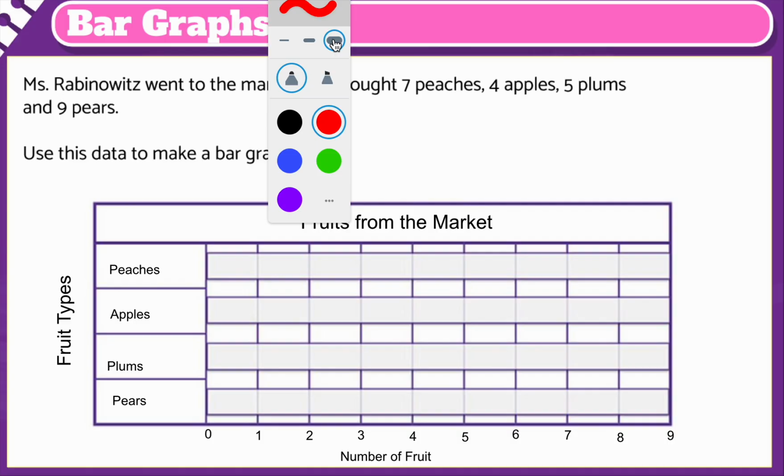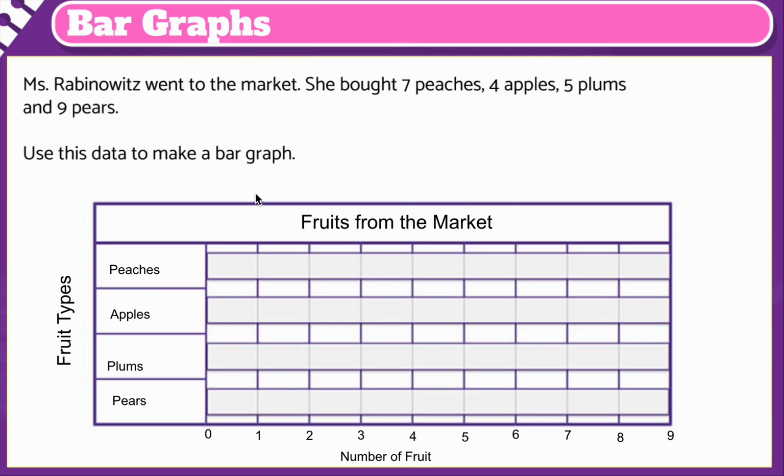You can use different colors for each fruit, or you may choose to use the same one. First up is peaches. Mr. Benowitz bought 7 peaches, so I'll represent this by coloring to the 7th bar. Instead of counting each bar, what I do is I look below and I see that 7 is right here. So instead, I know to just color up until this point.